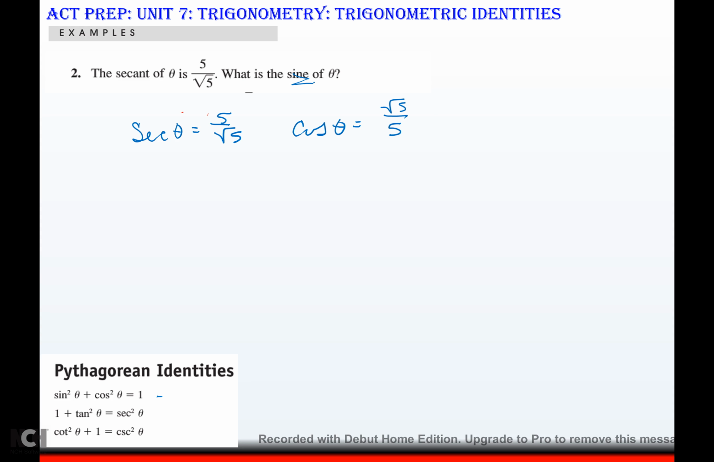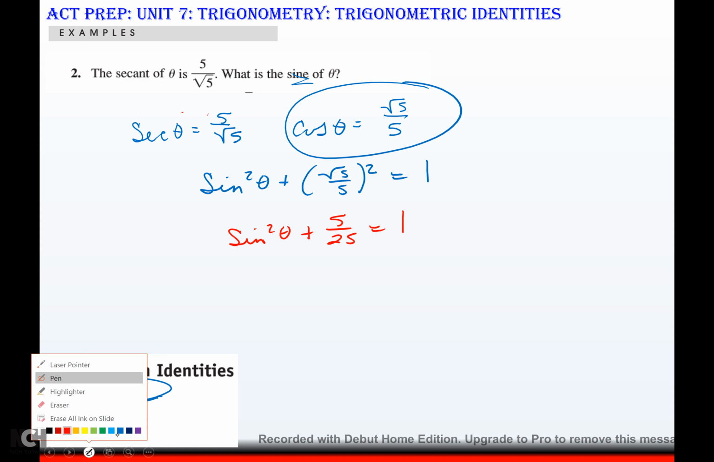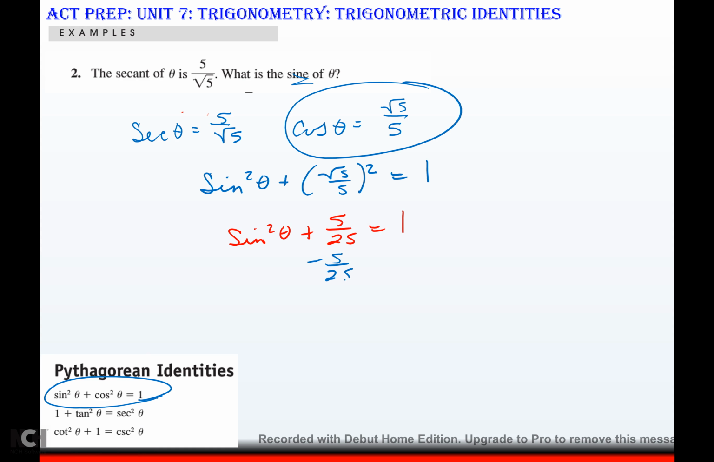And now, since they want sine, I can use my Pythagorean identity again, and I can say sine squared theta plus cosine of theta squared has to equal 1. So we simplify like we did last time, and this will give me sine squared theta plus 5 over 25 equals 1. To get sine alone, I'm going to subtract 5/25, and I get sine squared theta equals, again, this would be 25 over 25. Take away 5 over 25 would be 20 over 25.